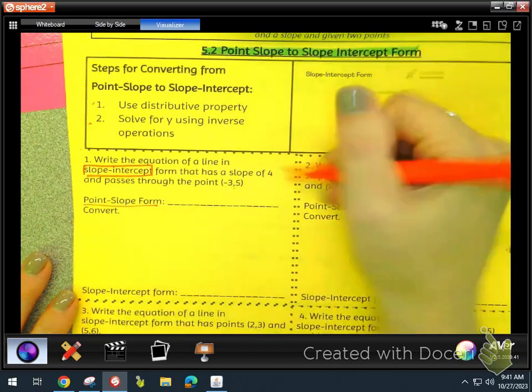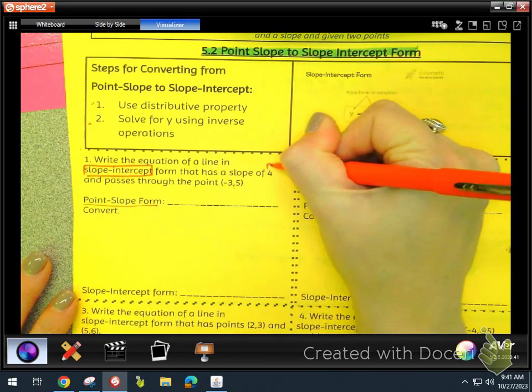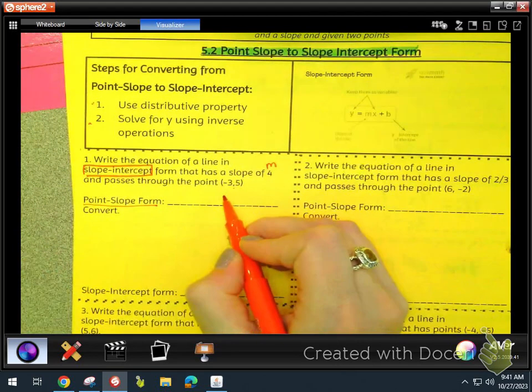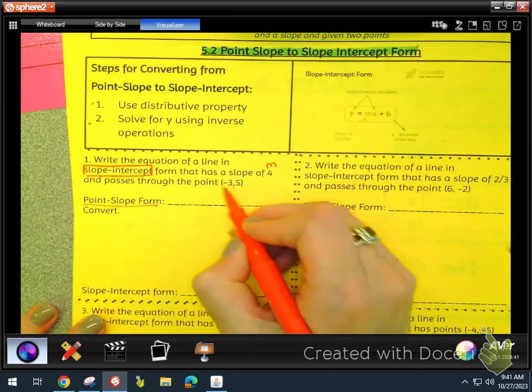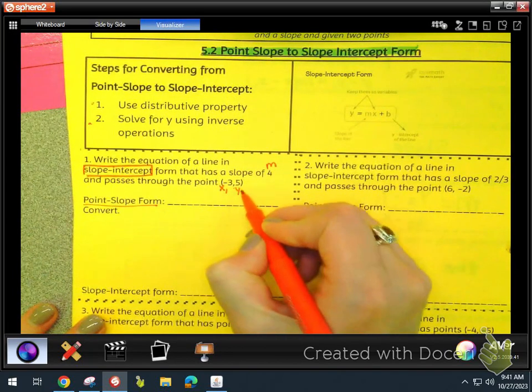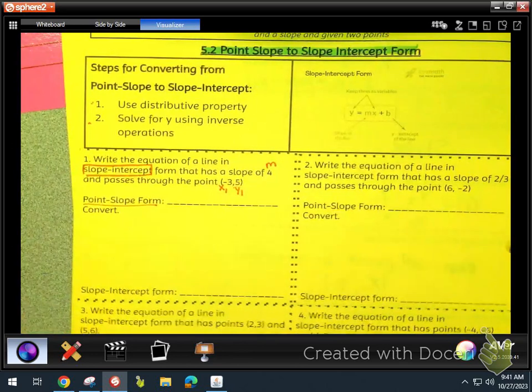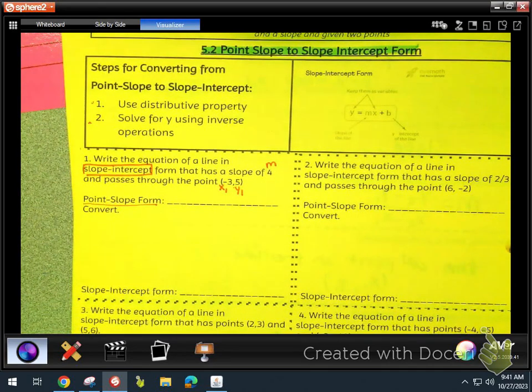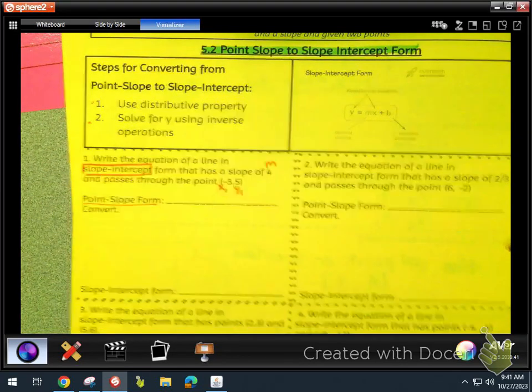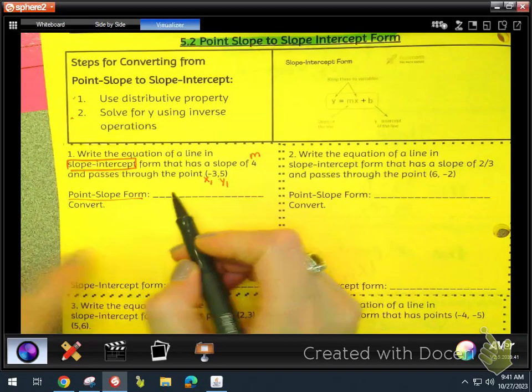So slope is what letter? M. The random point that they gave you was (-3, 5). That's going to be our x1, y1. So I have to start in point slope form because that's what I have: a random point and a slope. This is what we did last class. Y'all with me?